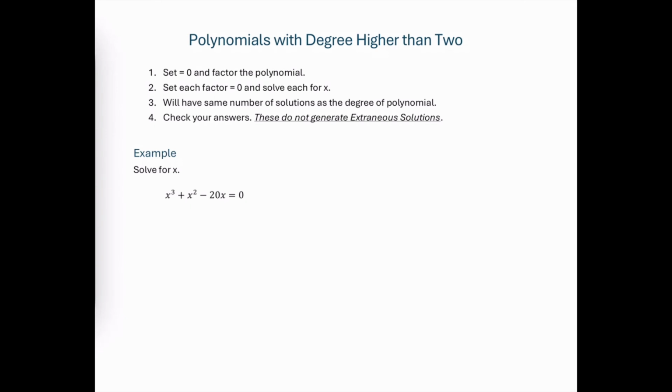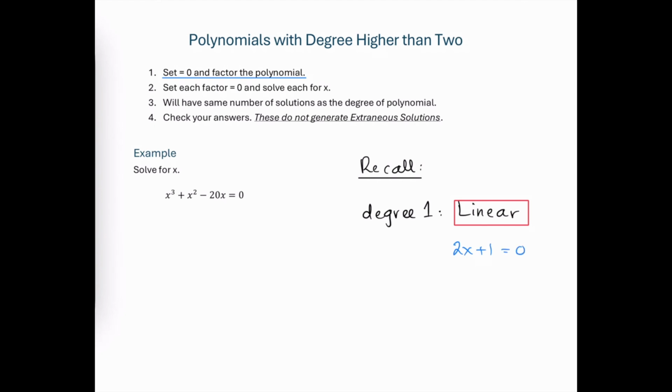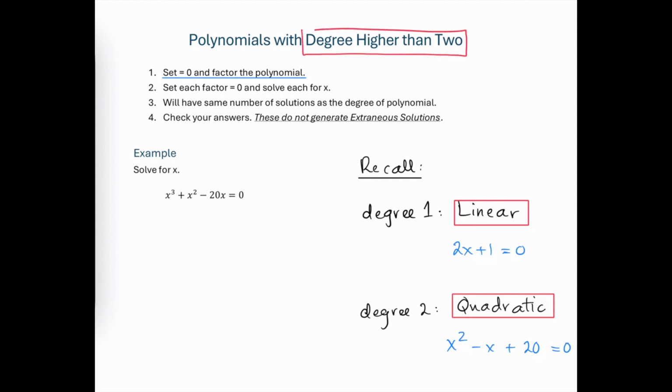To solve a polynomial with degree higher than 2, we're going to set it equal to 0 and factor. Let's recall that a degree 1 polynomial is linear, and we already have strategies for solving linear equations. A degree 2 polynomial is a quadratic, and we have several methods for solving quadratic equations. So we're focusing in this video on polynomials with degree higher than 2.